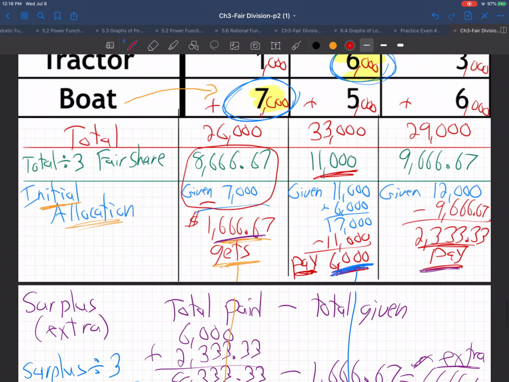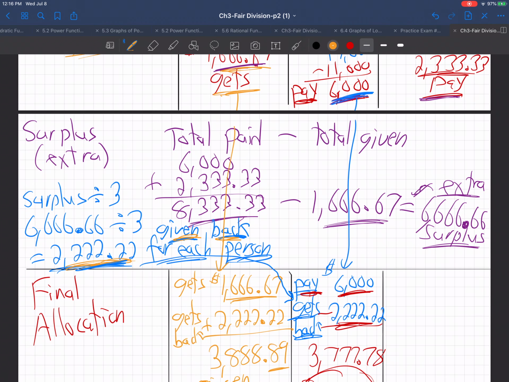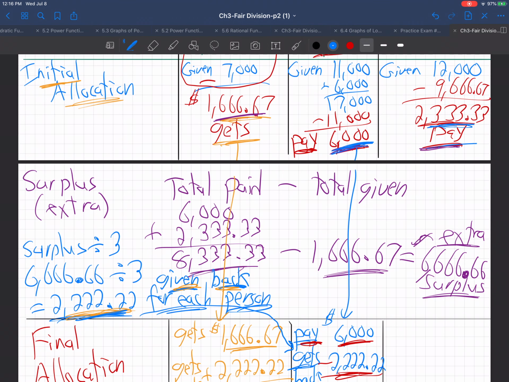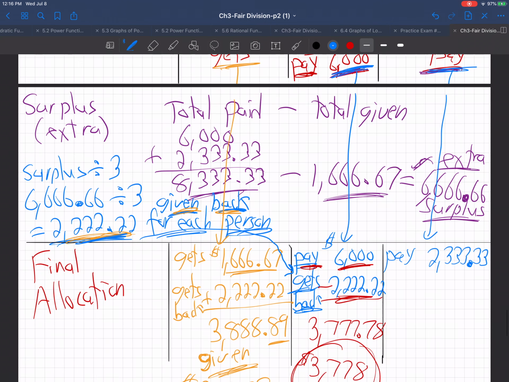Finally, Carla. So let's do Carla. Her initial allocation right here. I grab this. She paid, bring it down here, Carla paid initially $2,333.33. That's what Carla paid in the initial allocation. But then Carla gets back $2,222.22. So she paid a bunch of money, but then she gets most of it back, right? So we just subtract those.